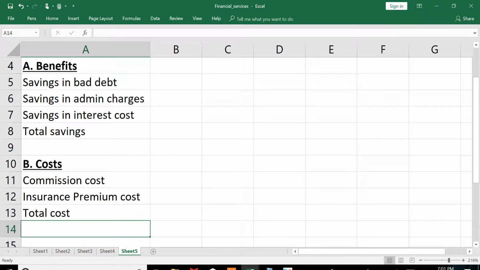I would want you to fill these numbers. I have given the format. Try filling this table.